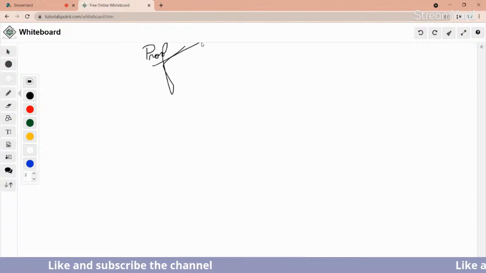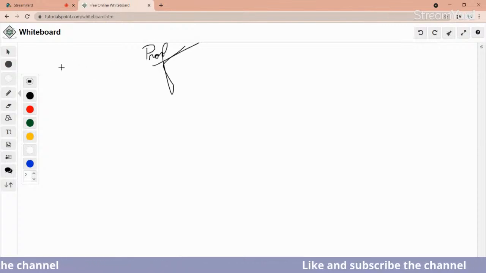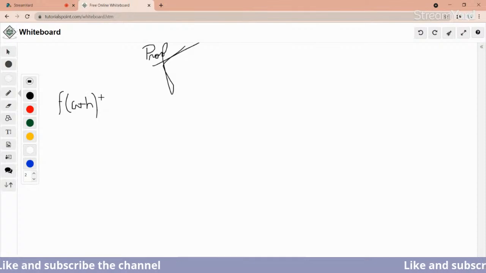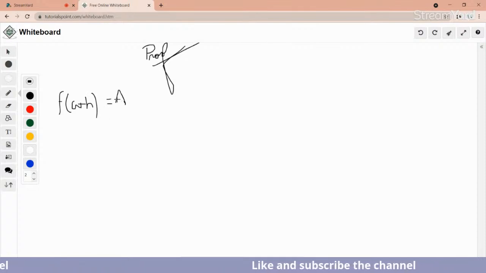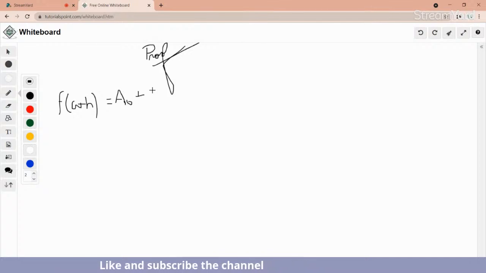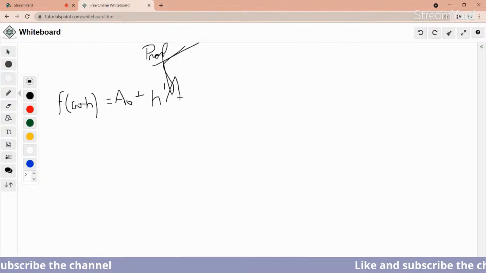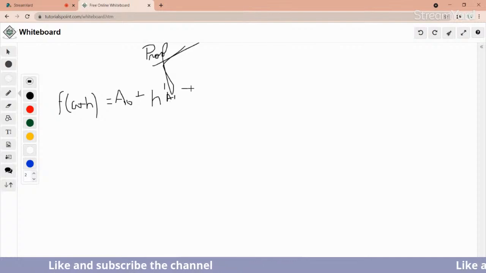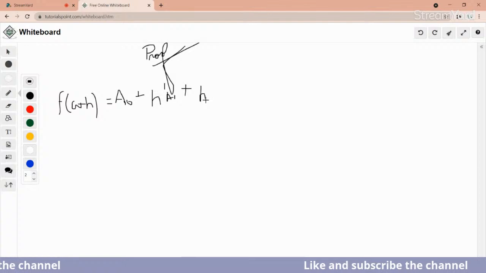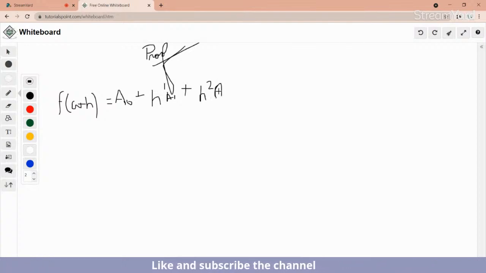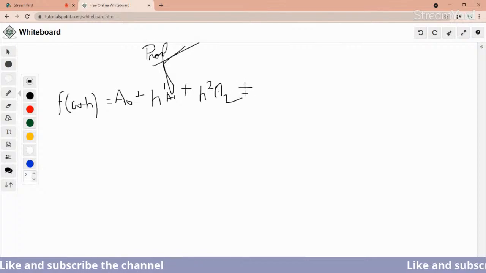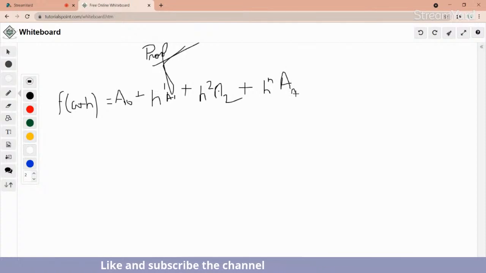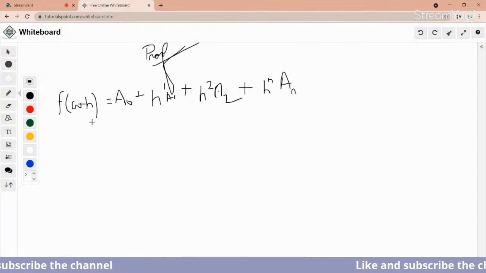Okay, so as we have seen, the value of f of a plus h will be a0 plus h a1 plus h square a2 up to h to the power n a n. Then let's differentiate it once.